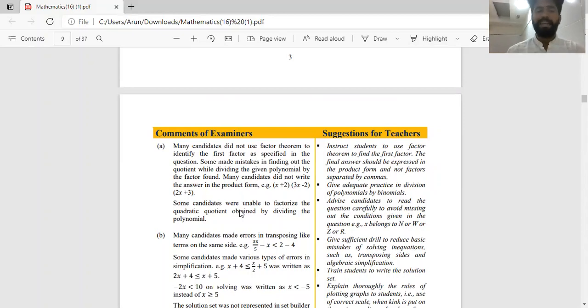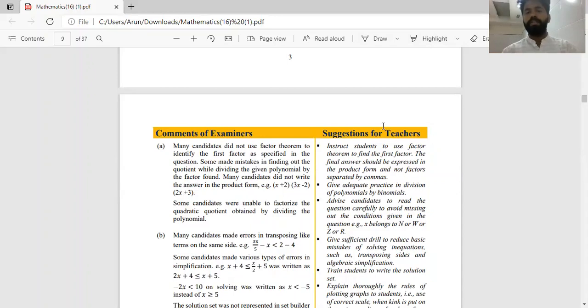Then some made mistakes in finding out the quotient while dividing the given polynomial. So you need to thoroughly practice how to use the long division or the synthetic division method to factorize a given equation completely once you have one factor ready with you. Okay. So all these things are something that you need to take care of.